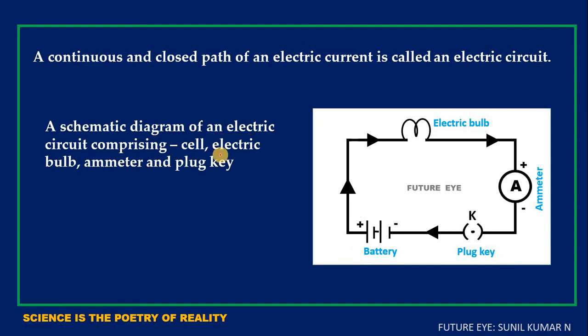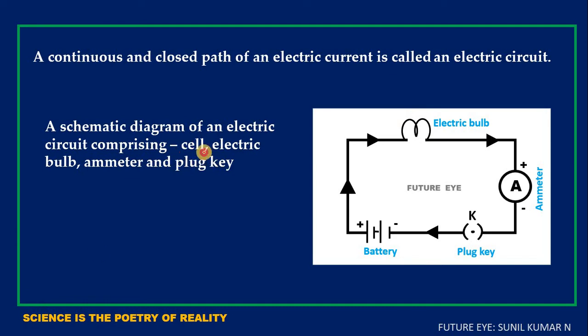And next, electric bulb. So electric bulb we can see here, and this is the symbol of electric bulb. Ammeter. Ammeter is here, and in the next upcoming slide you will be knowing about ammeter. And last is plug key. So this is the plug key. Plug key is nothing but switch. So these are the components that should be there in an electric circuit.